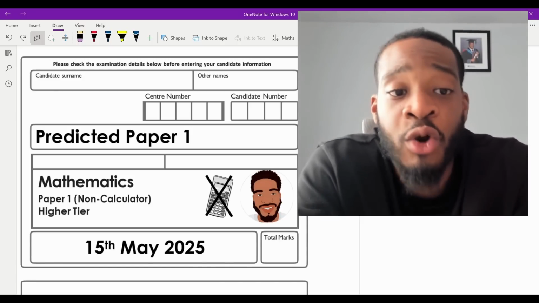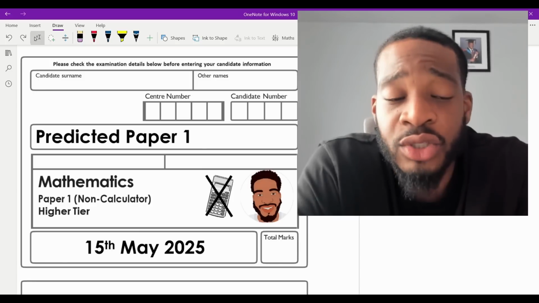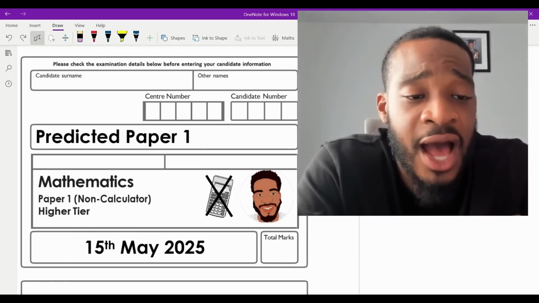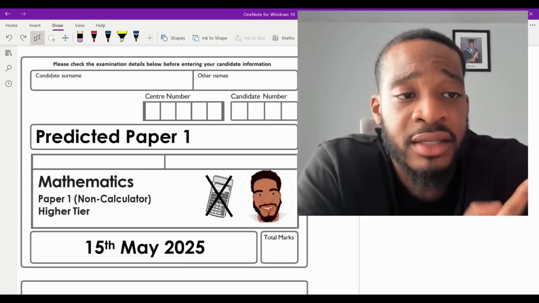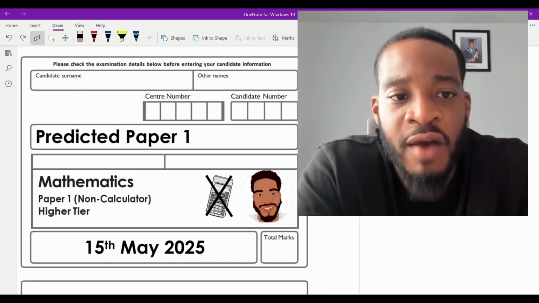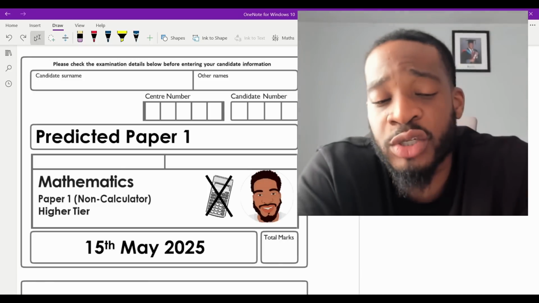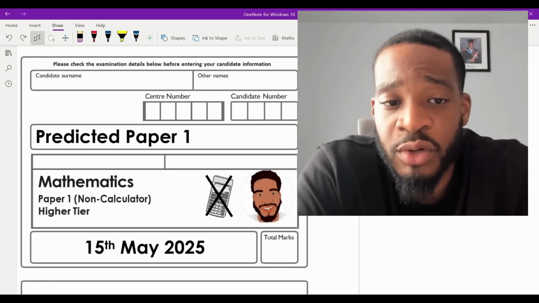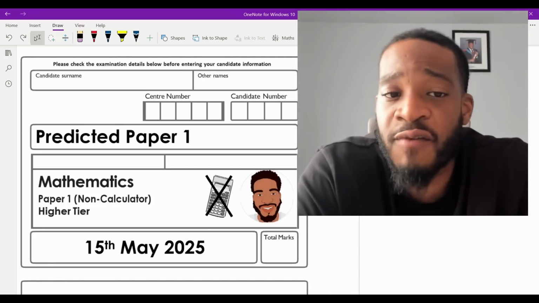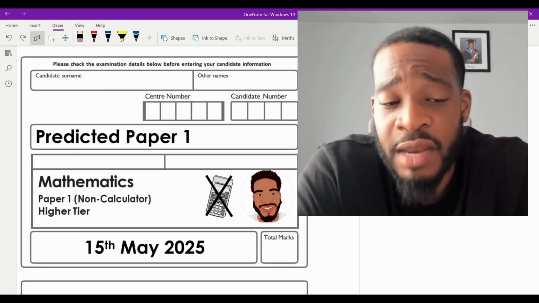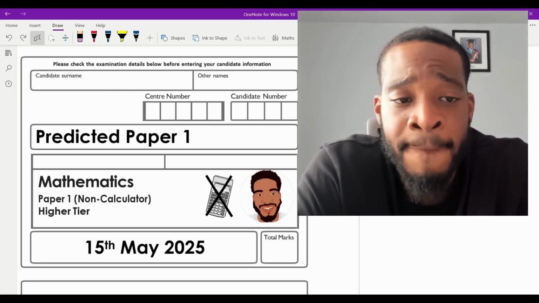So welcome to my predicted paper one for the Edexcel GCSE maths exam, which will be on the 15th of May. This is the higher version. And just like I did with the A-level predicted papers, the way I've constructed it is I've found questions from past papers, tweaked them a bit, and I've also created some of the questions myself. The aim is just to give you another past paper to practice with, to get you prepared for paper one on the 15th of May.